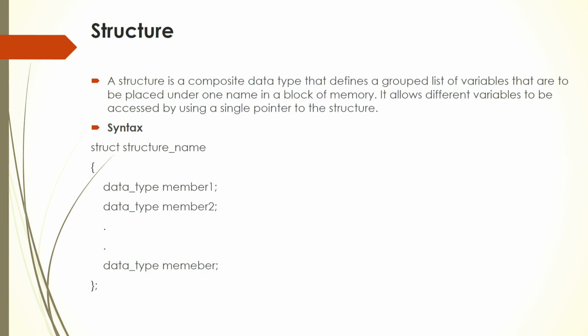What is a structure? A structure is a composite data type that defines a grouped list of variables that are to be placed under one name in a block of memory. It allows different variables to be accessed by using a single pointer to the structure. So what is the basic syntax of that? First the struct keyword, then the structure name, data type member 1, data type member 2, and so on up to data type member n. So this is the basic structure.